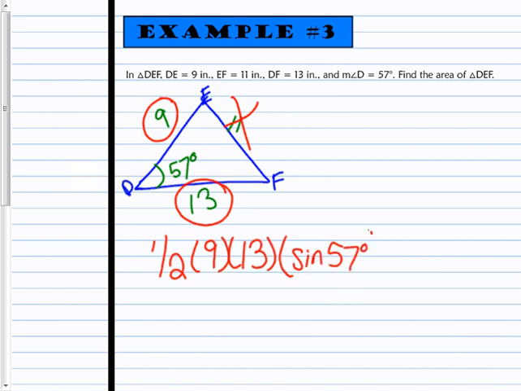Why don't you go ahead and pause the video, work this out, and see what you got for an answer. And check it in just a second. So pause it, work it out, and then see if you got it right. Go ahead, work it out, see what you get.